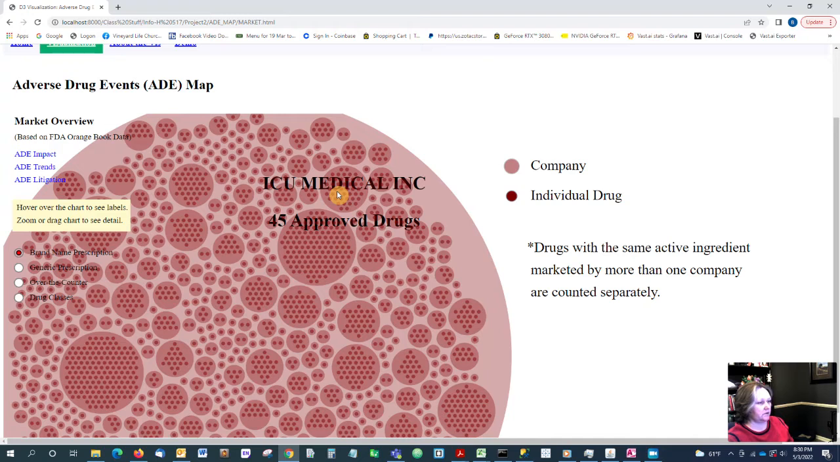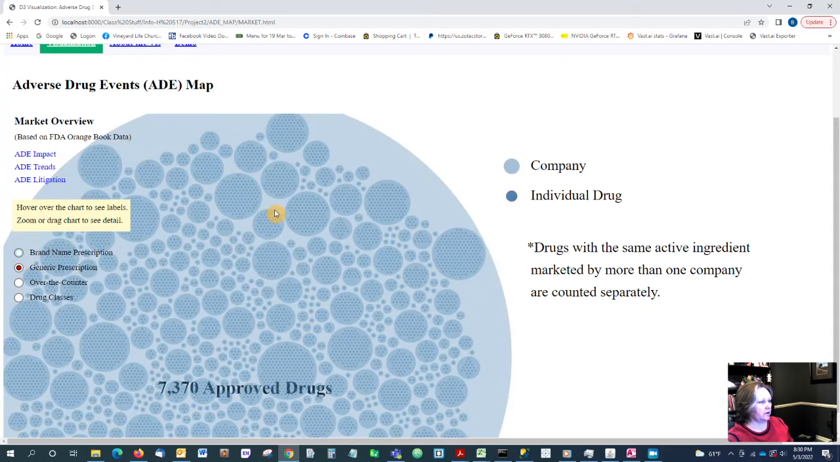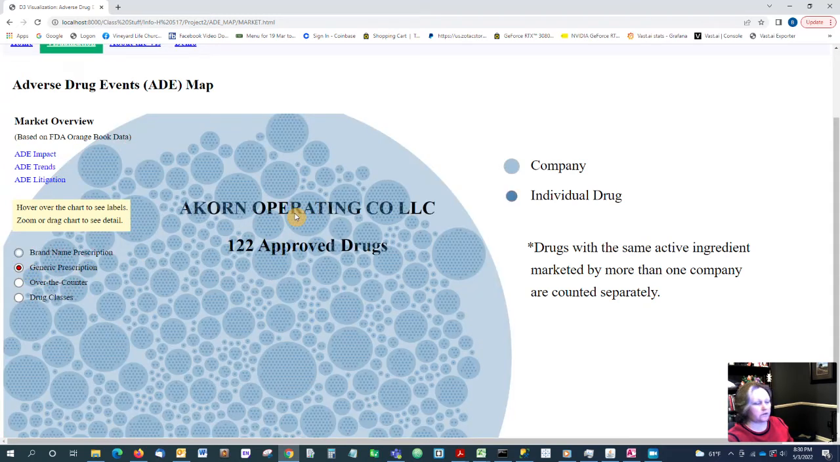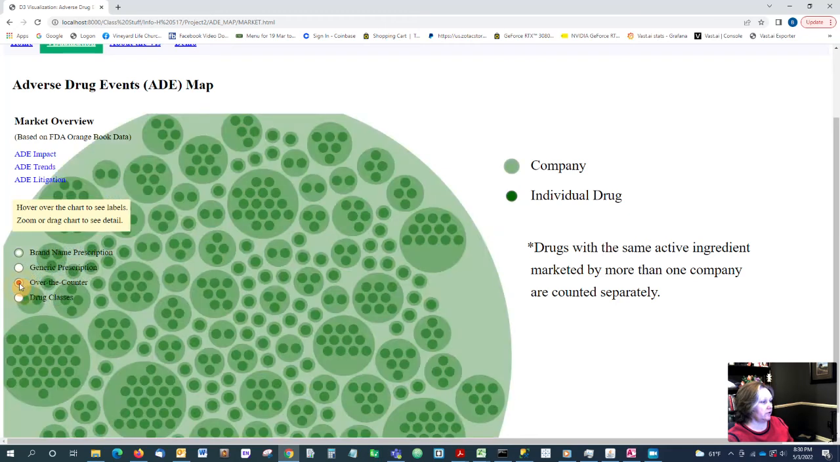You can see this circle, ICU Medical Inc., was approved for 45 drugs. And then there's a similar breakout for generic drugs and for over-the-counter drugs. The brand and generic are prescription drugs, whereas the over-the-counter is not prescription.